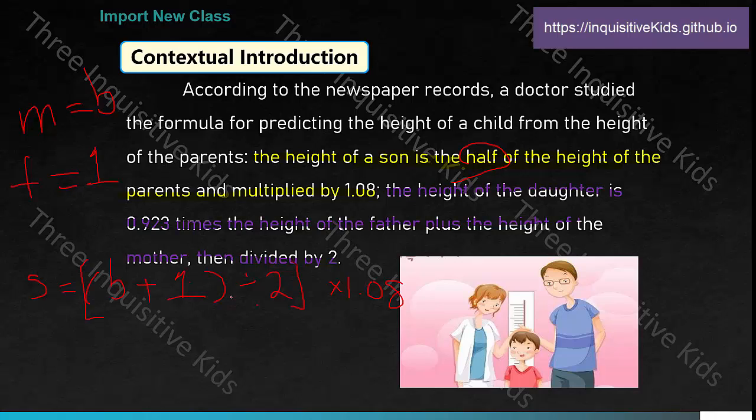Then the daughter is 0.923 times the height of the father plus the height of the mother, then divided by 2. So the height of the daughter would be equal to 0.923 times, because over here it's 1, plus the height of the mother, plus b, divided by 2. These are the algebraic formulas, and if you want to, you should have simplified them.